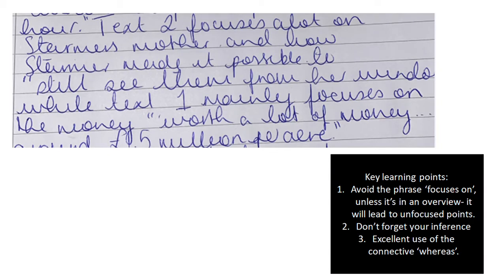Right, in this one, text 2 focuses a lot on Starmer's mother and how Starmer made it possible to still see them from her bedroom window, while text 1 mainly focuses on the money, quotation, worth a lot of money.